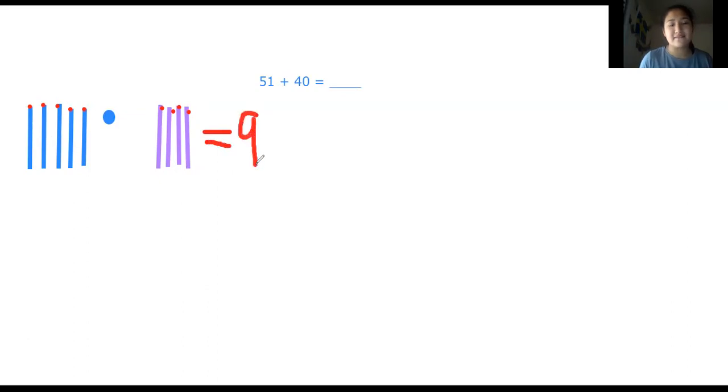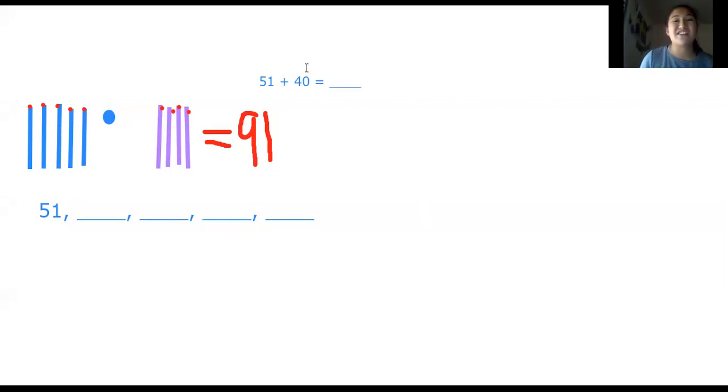You could also solve by counting on by tens starting from 51. For this strategy, we need to know how many times we need to count by tens. How many tens are in the number 40? Say it on 2. 1, 2. That's right. There are 4 tens in the number 40. So that tells me that I need to count on by tens 4 times.